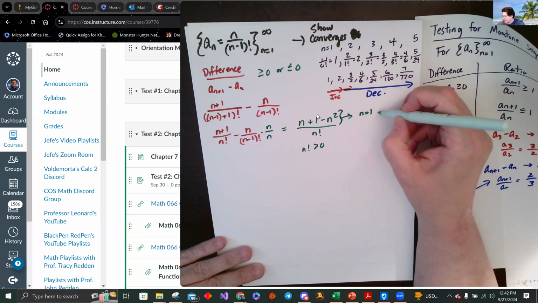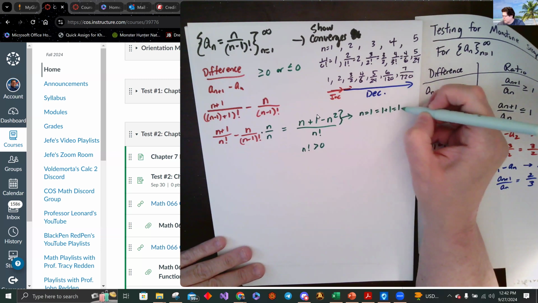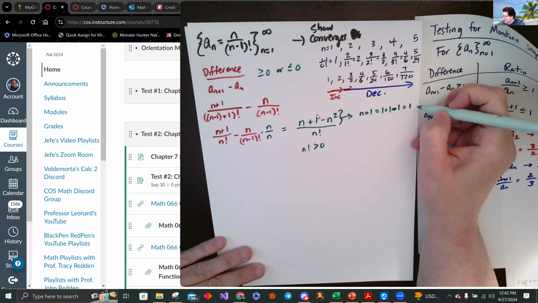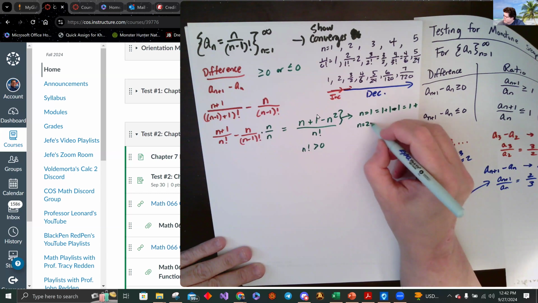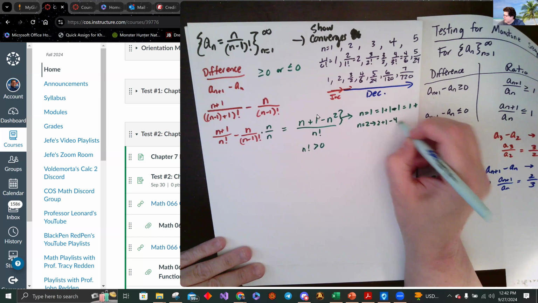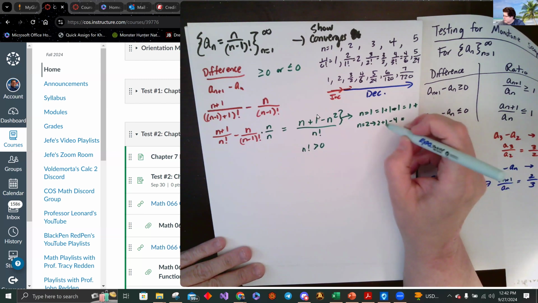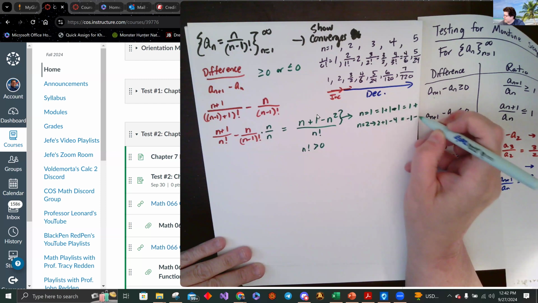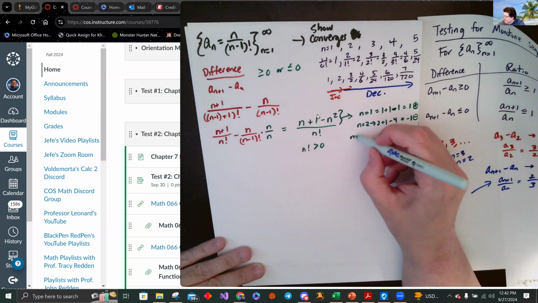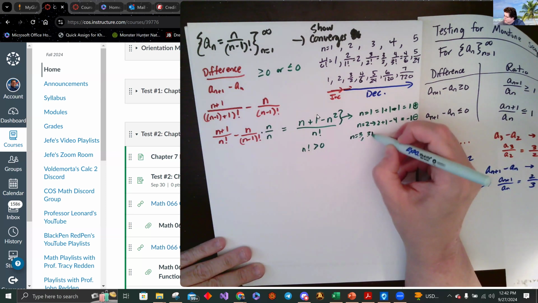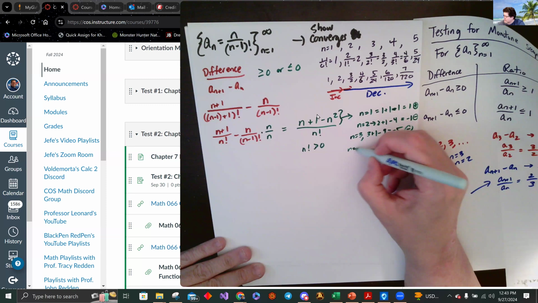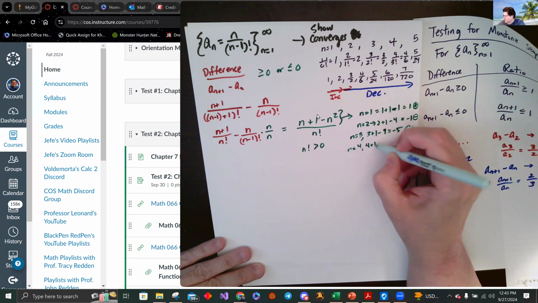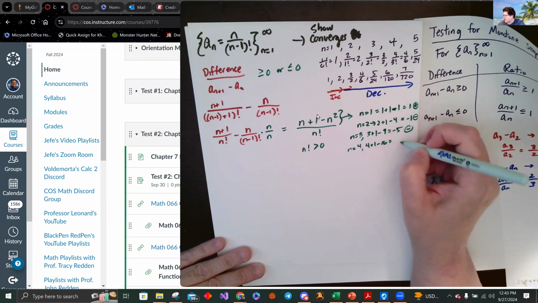So when n equals 1, I've got 1 plus 1 minus 1 is 1, which is positive. N equals 2, I've got 2 plus 1 minus 4 is negative 1. That's negative. If I do n equals 3, I've got 3 plus 1 minus 9 is negative 5. That's negative. N equals 4, 4 plus 1 minus 16 is negative 11.